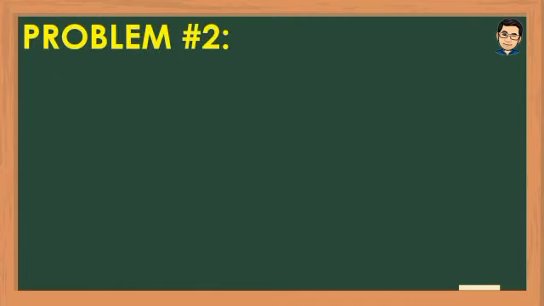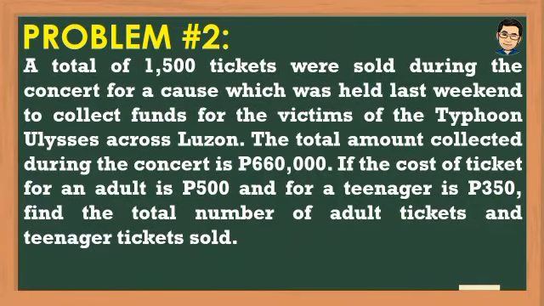So, for problem number 2, a total of 1,500 tickets were sold during the concert for a cause which was held last weekend to collect funds for the victims of Typhoon Ulysses across Luzon. The total amount collected during the concert is 660,000 pesos. If the cost of a ticket for an adult is 500 pesos and for a teenager is 350 pesos, find the total number of adult tickets and teenager tickets sold.